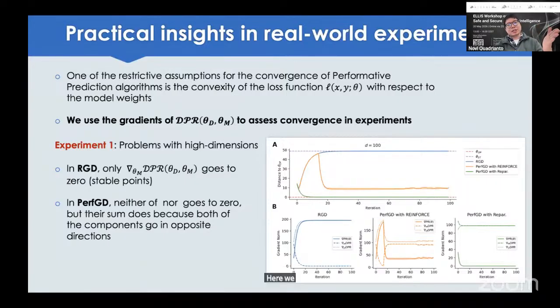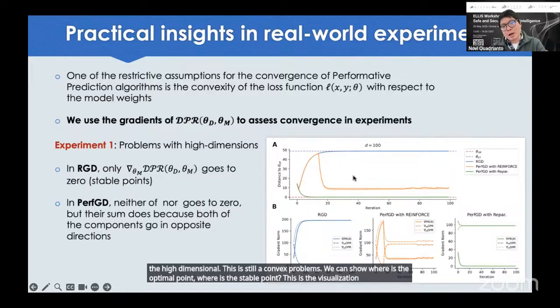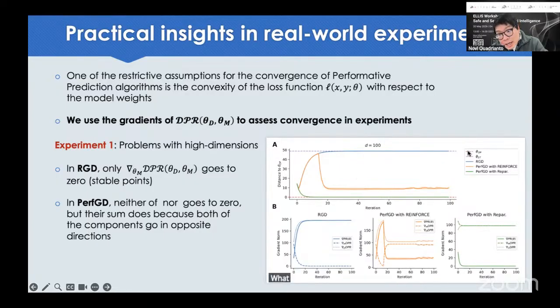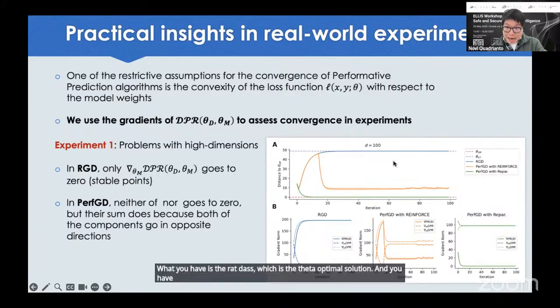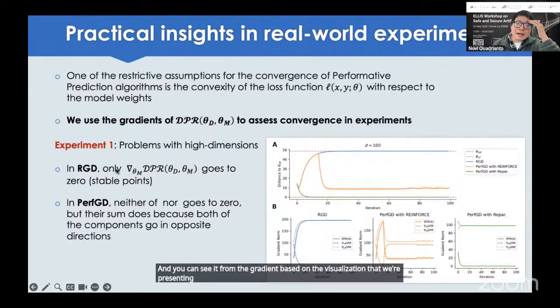Here, we will first have one problem, which is a high-dimensional problem. This is still a convex problem. We can show where the optimal point is and where the stable point is. This is the visualization on the top here, where the red dash is the theta optimal solution and the purple dash is the stable solution. You can see some of the algorithms are converging to the stable point, and some are converging to the optimal. You can see it from the gradient-based visualization that we're presenting.